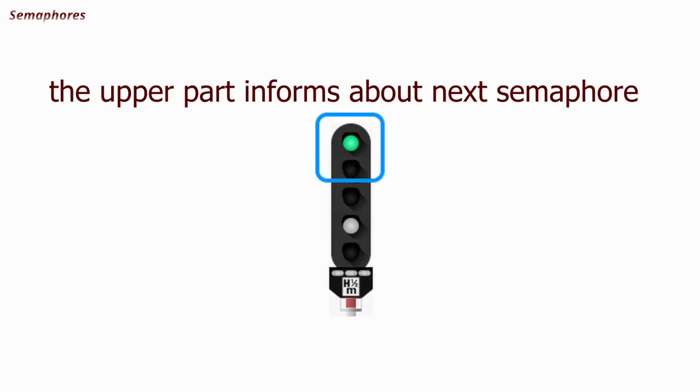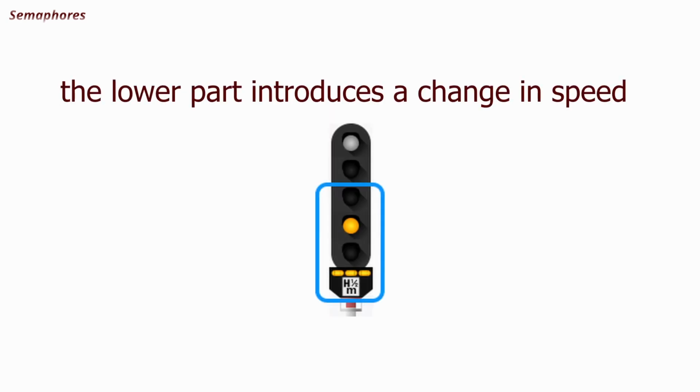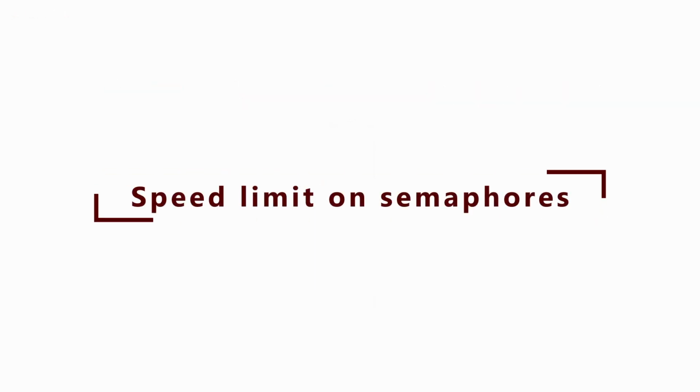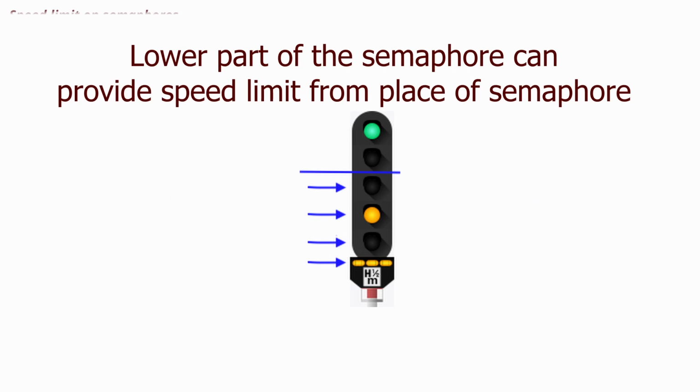To put it simply, the upper part of the semaphore informs what the next semaphore will be, and the lower part introduces a change in speed when the current semaphore passes. Let's start with the possible speed limit options on semaphores. So let's see what the lower part of the semaphore might look like.